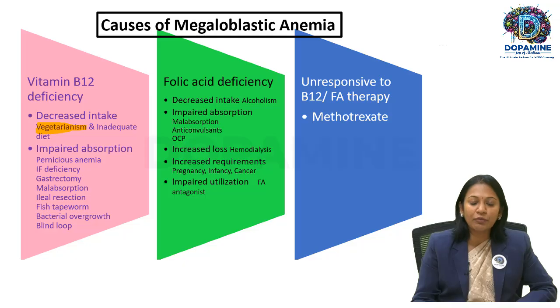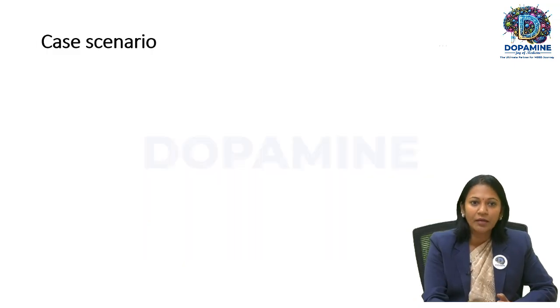Hemodialysis patients, where folic acid is easily lost. Increased requirements: pregnancy, infants, and cancer patients, where we are supposed to treat with prophylactic folic acid. Impaired utilization: folate antagonists, or unresponsiveness to B12 or folate therapy because of molecular mutations. Methotrexate, obviously, is a folate antagonist. So we'll see this with a case scenario.